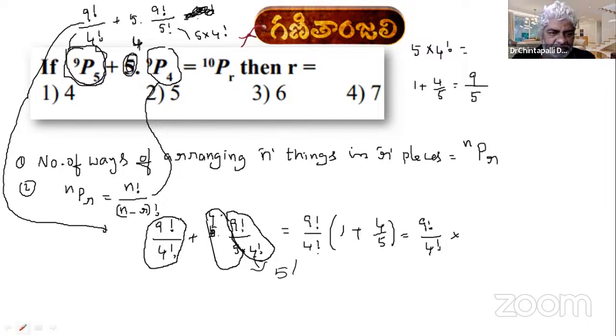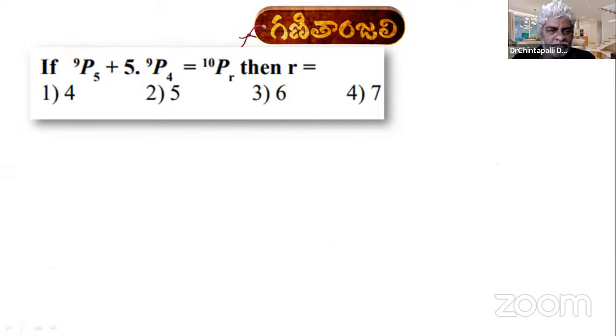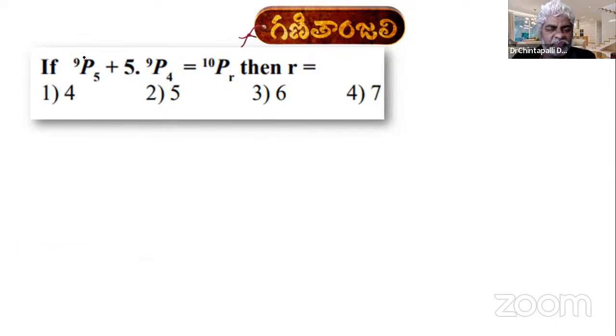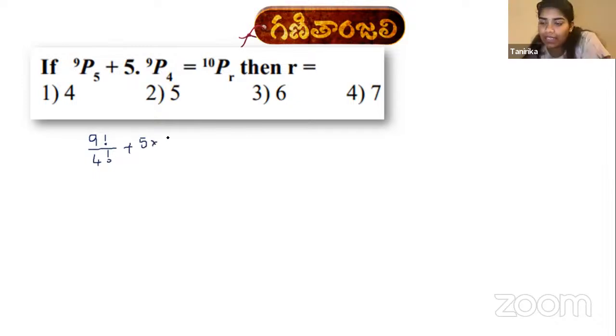See, let us see. Now tell. The question is, what is 9P5? 9 factorial by 4 factorial. Very good. After that, plus 5 times 9P4, which is 9 factorial by 5 factorial, times 9 factorial over 5 factorial. Okay.